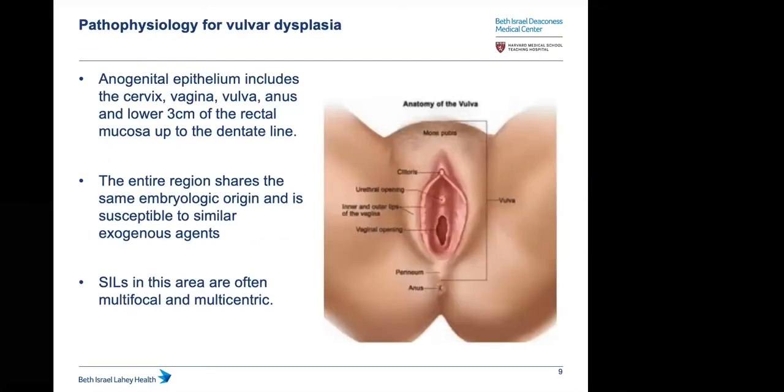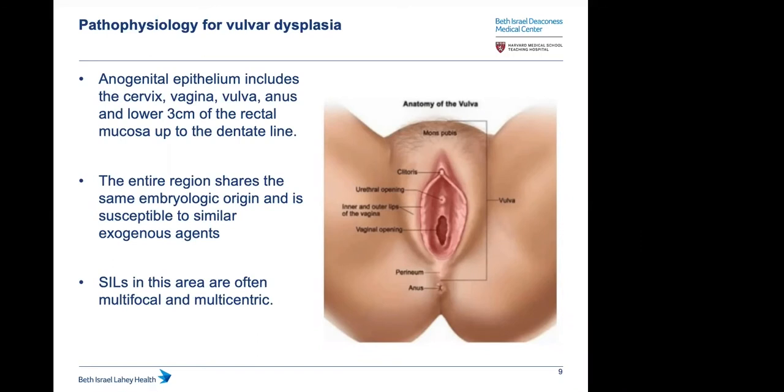So in terms of pathophysiology for vulvar dysplasia, anywhere the anogenital epithelium can have a squamous intraepithelial lesion. If we go back to our embryology days, the cervix, the vagina, vulva, including the perineum, the anus, and the distal 3 centimeters of the rectum to the dentate line, all share the same embryologic origin, and they're all susceptible to the same toxins and exogenous agents, so they can all develop squamous intraepithelial lesions.